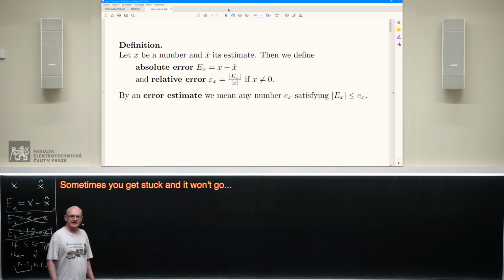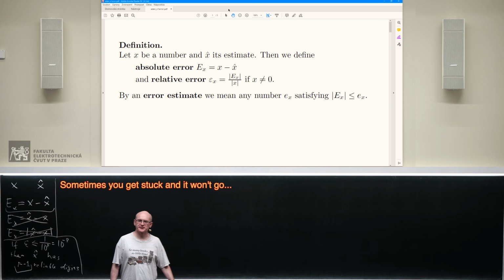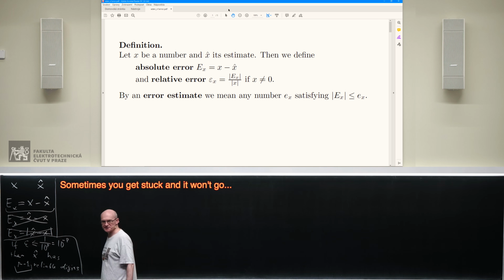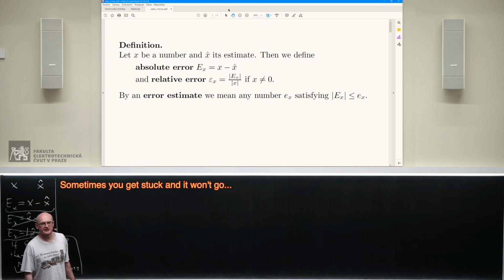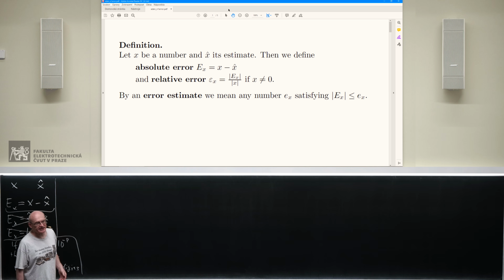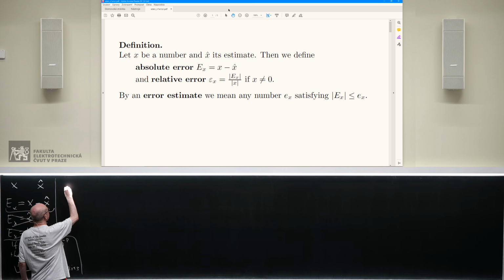We mentioned that absolute errors are closely related to errors in measurements. Now, relative errors are closely related to working with computers and calculators.